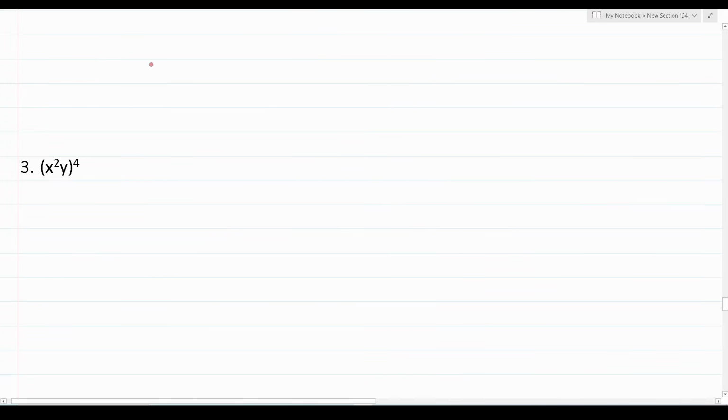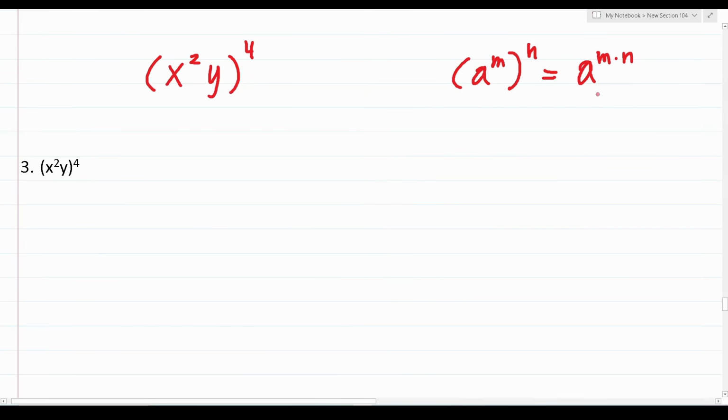As you can see, it says parentheses x squared y, and this is all raised to the 4th power. So in order to simplify this one, we're going to have to make use of the so-called power rule. And the power rule says this: if you have a to the m power, and that's all raised to the n power, that's the same as having a to the m times n. Okay? So that's more or less what we have here.